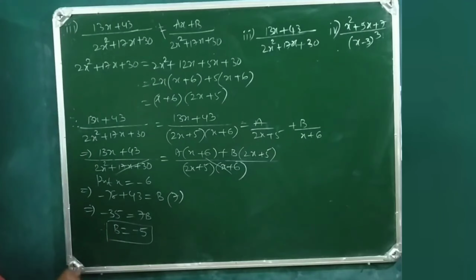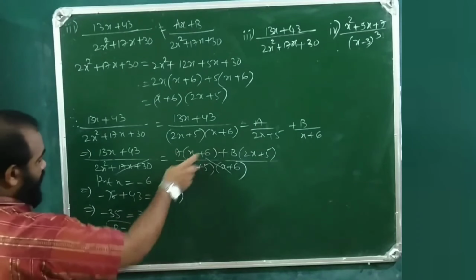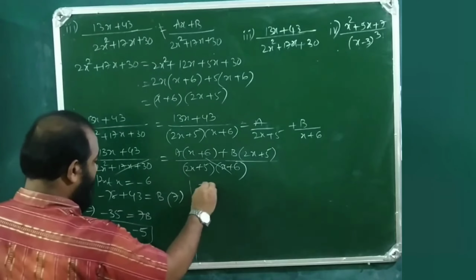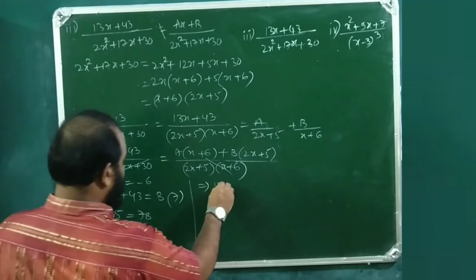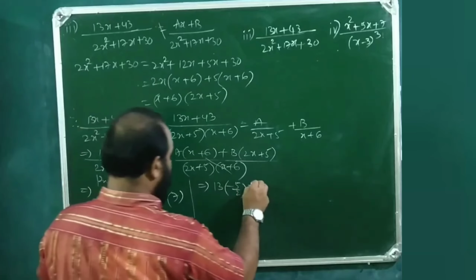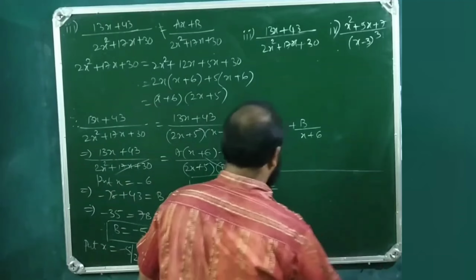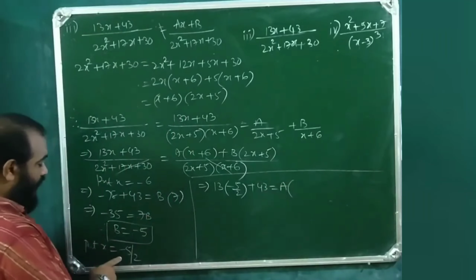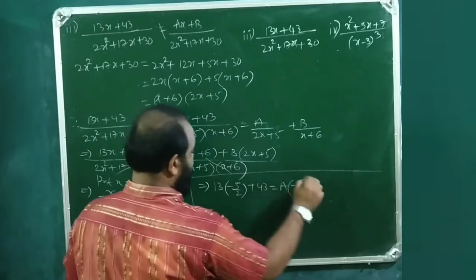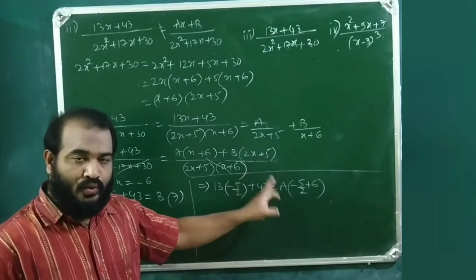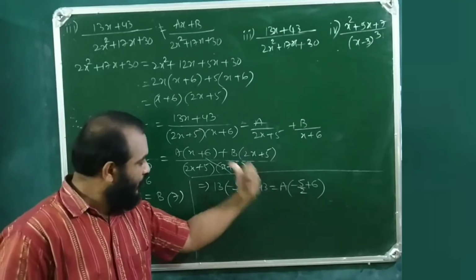And so put x is equals to minus 5 by 2. Then we'll get 13 into the value of x, minus 5 by 2, plus 43 is equals to a into the value of x, minus 5 by 2, plus 6. On substituting minus 5 by 2 here, so 2 into minus 5 by 2, 2 gets cancelled, minus 5 plus 5 is 0, into this is 0.